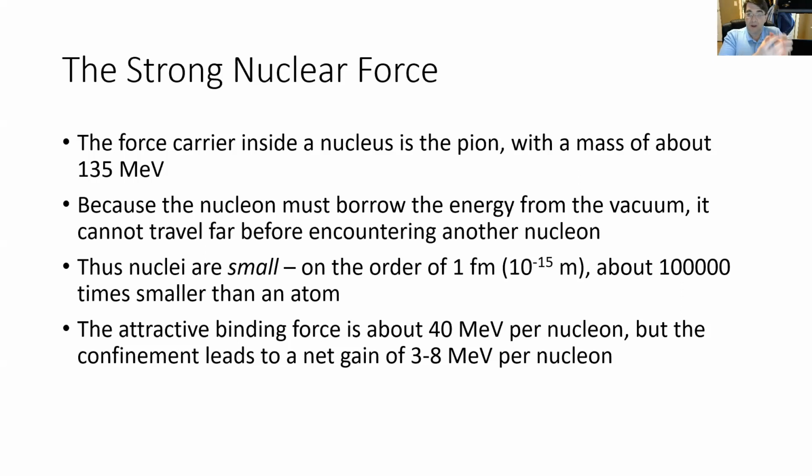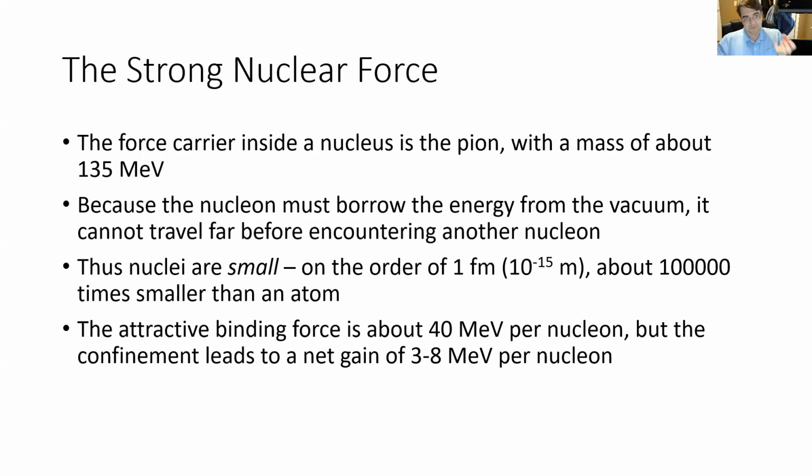Getting a pion isn't free. The nucleon has to borrow the energy for the pion from the vacuum. But by the rule we set, if it has to borrow the energy from the vacuum, it can't go very far because it has to borrow a lot of mass. Even at the speed of light, it just can't get very far. So that's the reason why nuclei are small. The size of a nucleus is on the order of a femtometer, about 100,000 times smaller than a typical atom, which you would be familiar with in chemistry.